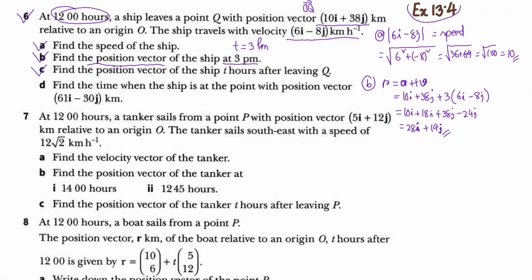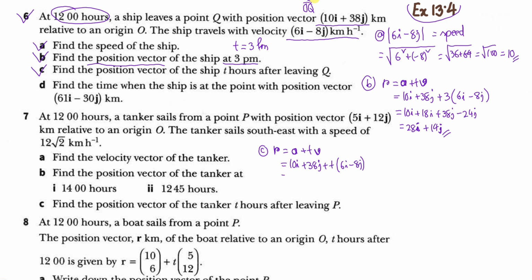So next question C is find the position vector of the ship t hours after leaving. It's very simple, because t hours means we can use the same equation here as well. R equals its initial position plus t times velocity vector. So the value for the initial position you can write 10i plus 38j, plus time times its velocity vector 6i minus 8j.